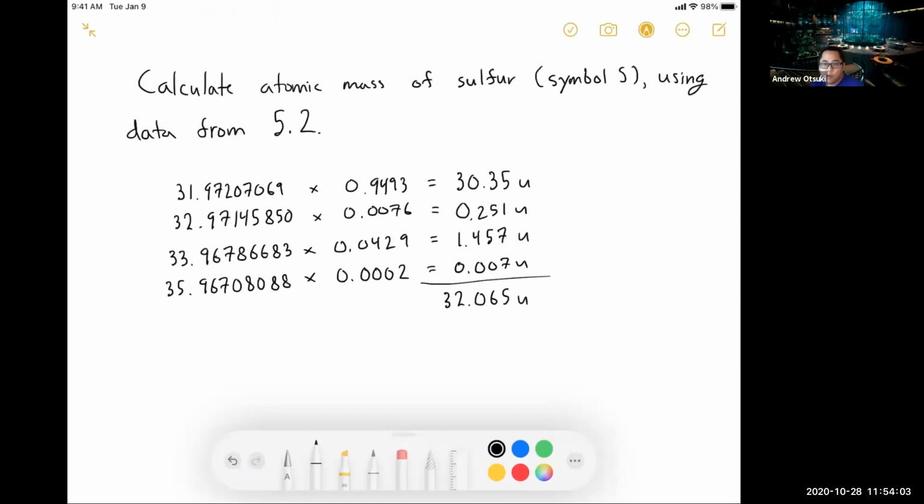We will talk about what molar mass means. You may have heard of it in high school chemistry, but we'll talk about that much later. So 32.065 atomic mass units. Hopefully that was okay. It was just a further extension of what we did in the previous two exercises on Tuesday. The same procedure, same mathematical operation here. Okay.